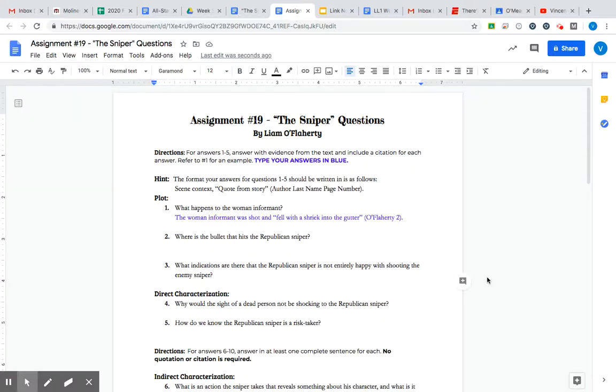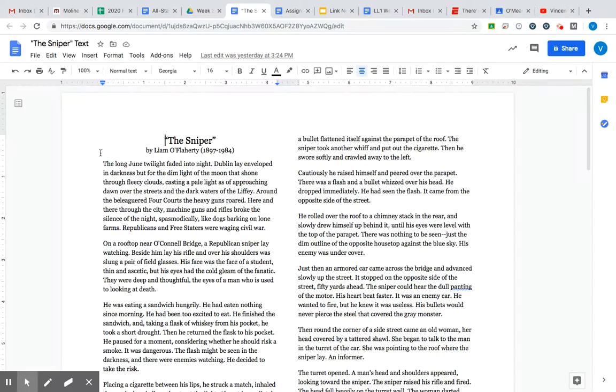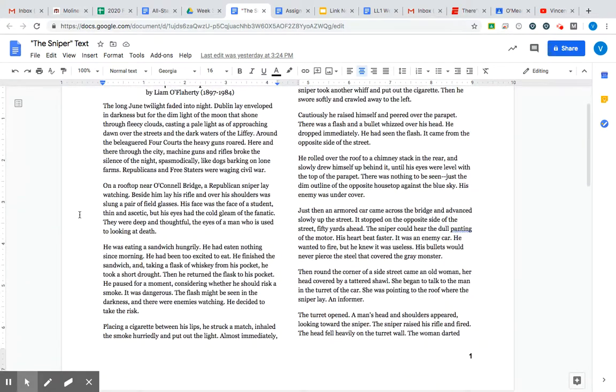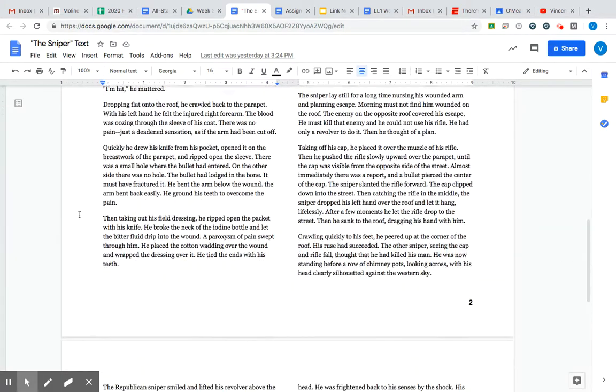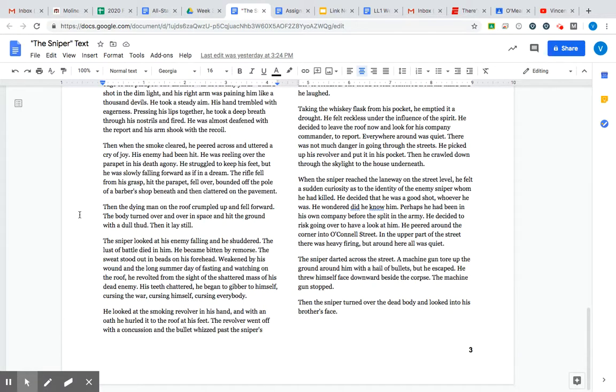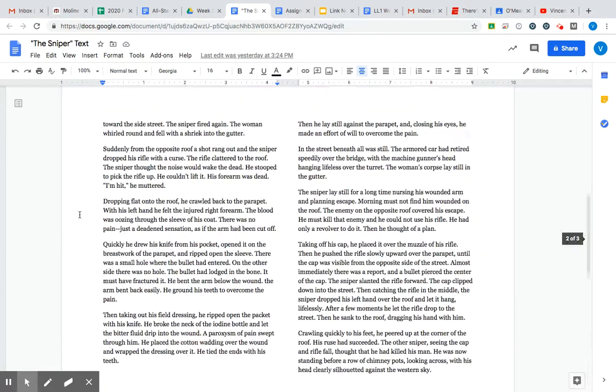Okay, you are going to be working on the sniper questions based off reading the story. First things first, if you have not read the story, this is what it looks like. The Sniper by Liam O'Flaherty. The story is 3 pages long in the Google Doc that we have access to it in. So this is what it looks like.